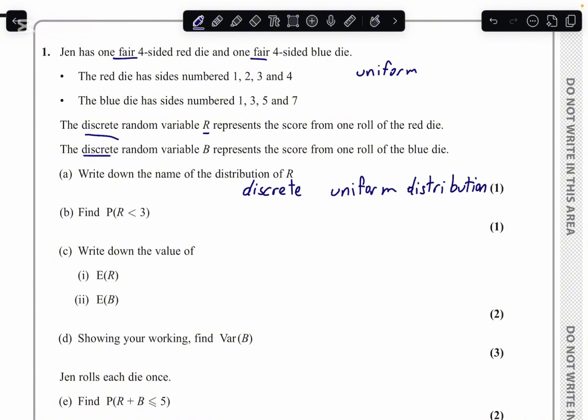In part B, we need to find the probability that the number on the red die is smaller than 3. So smaller than 3, we include only 1 and 2. So we need to find the probability when R is equal to 1 and R is equal to 2. Since all the probabilities are equal and there are only 4 possible outcomes, for each outcome the probability is 1/4. So 1/4 plus 1/4 is 2/4, so 1/2.